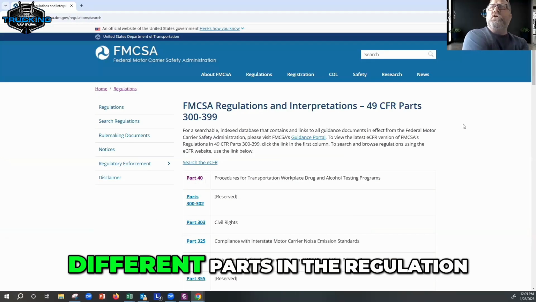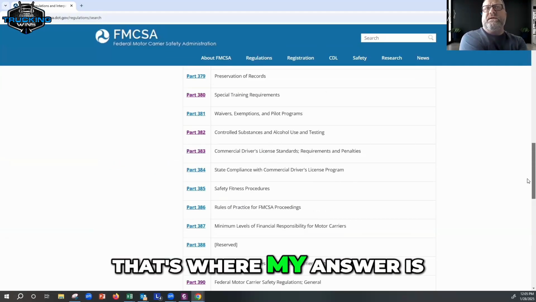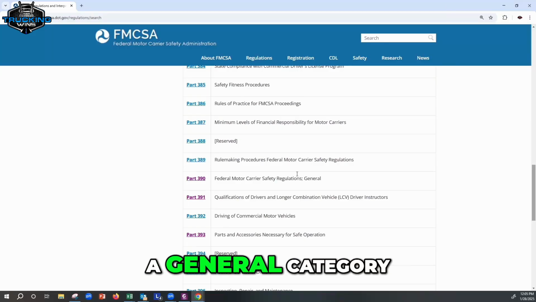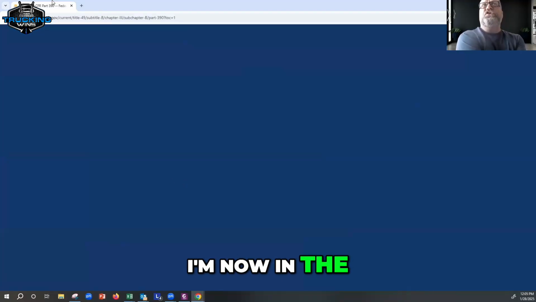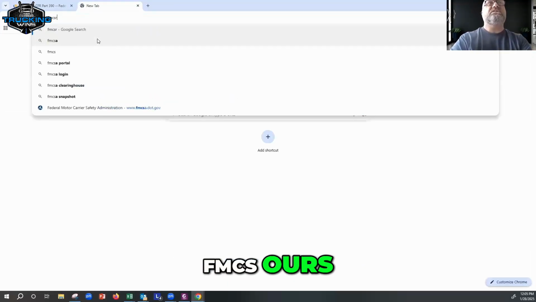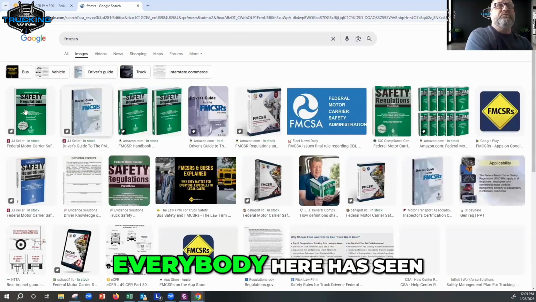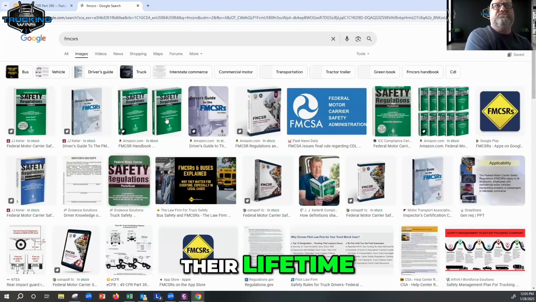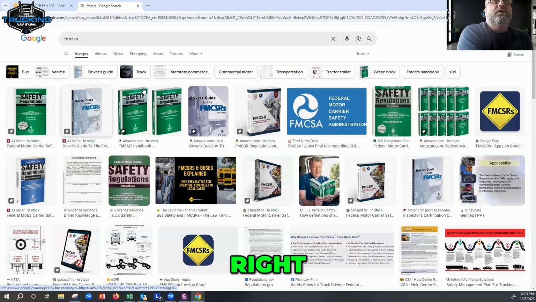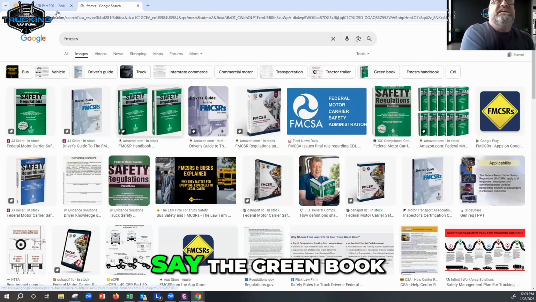Then these are the different parts in the regulation. I'm going to go down to 390 because that's where my answer is. 390 is the regulations, a general category. I'm now in the green book. And when I say the green book, FMCSRs, right? That's this book right here. This green book that everybody here has seen at some point in their lifetime. And if you haven't, then you need to come on Trucking Wins more often. Right? Yeah. This is the regulation book. So that's what it looks like when I say the green book.